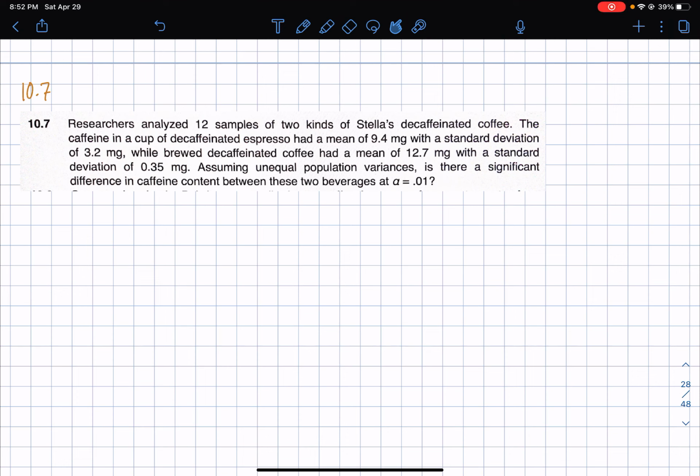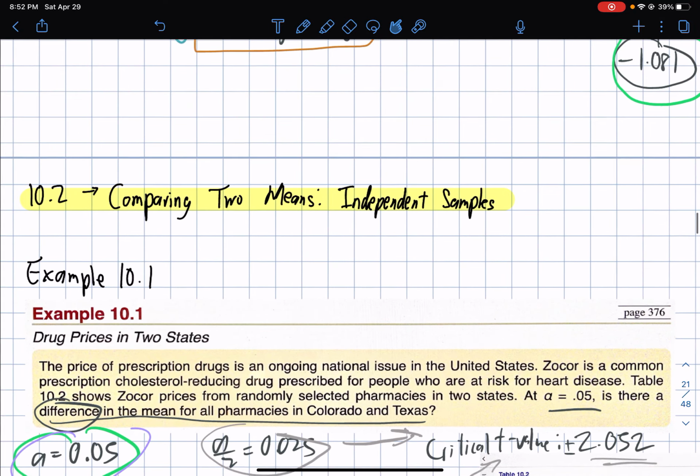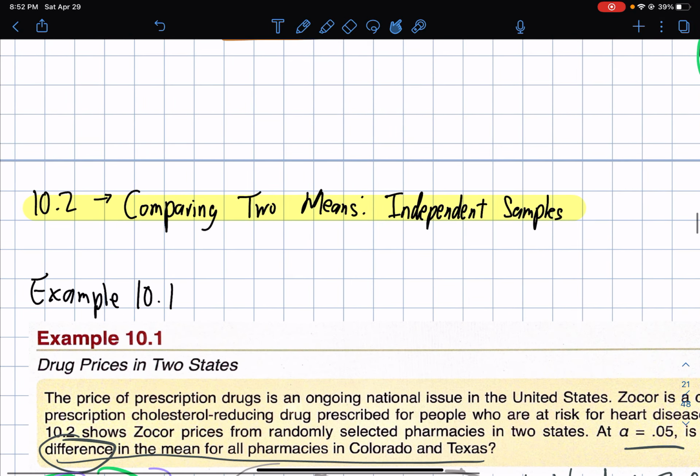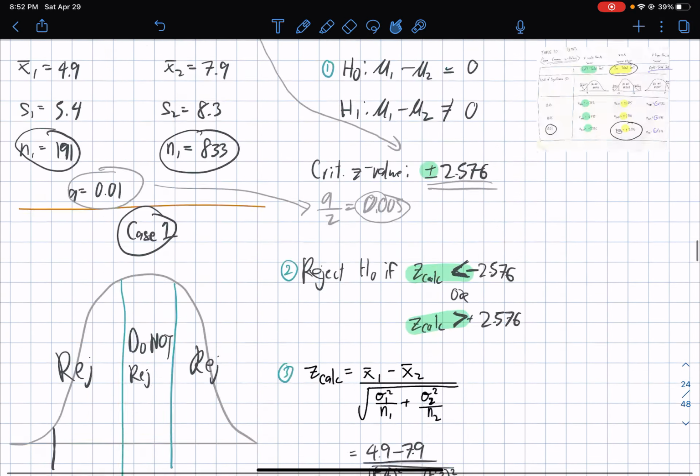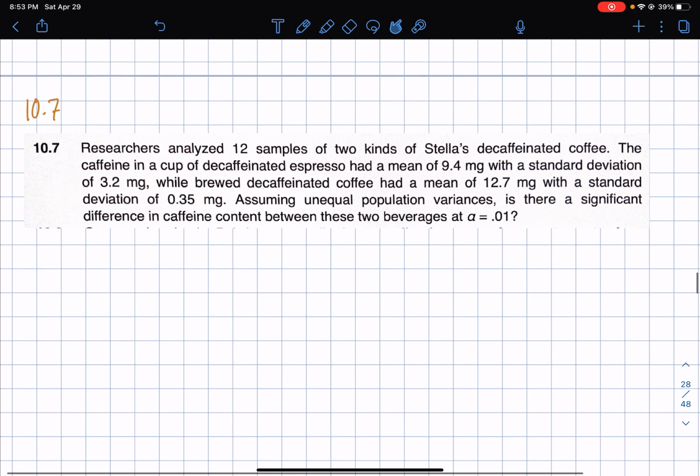Hello. In this video, we will be continuing our lesson on comparing two means of independent samples. So, yeah, I'll be answering the last three questions in this chapter in the ebook.